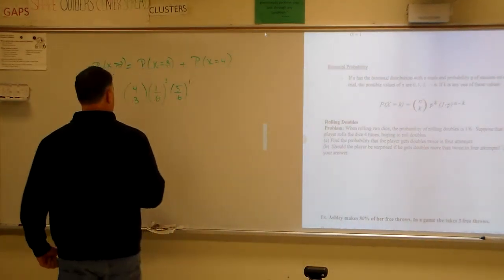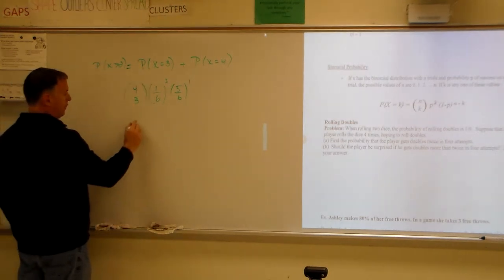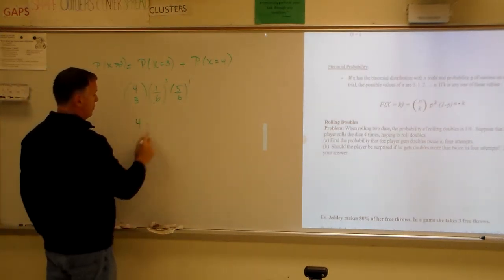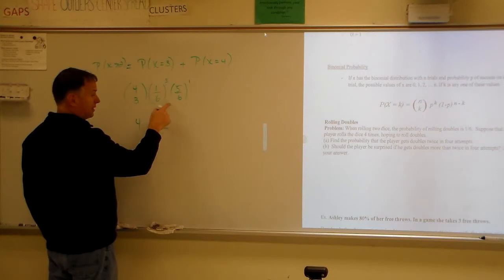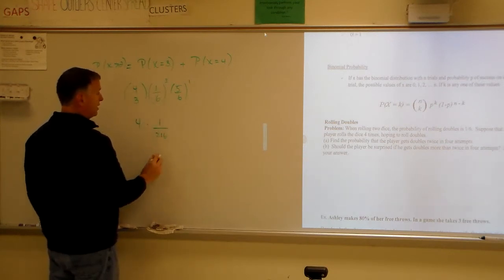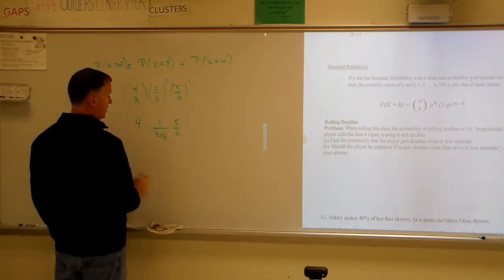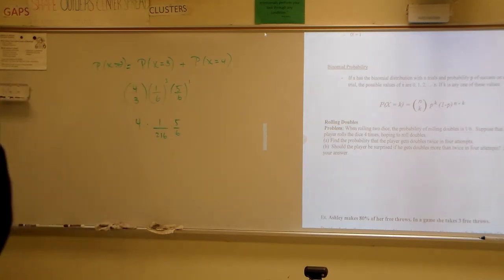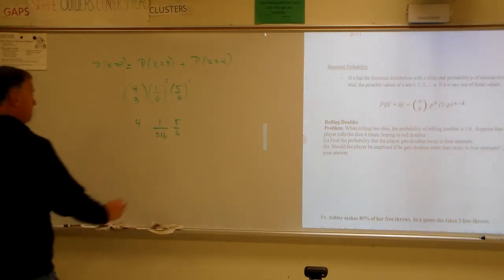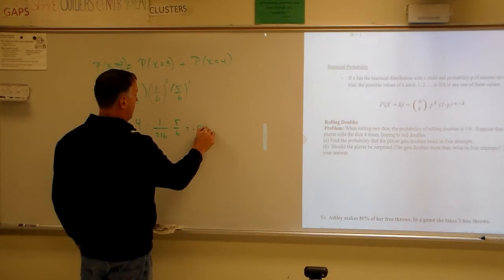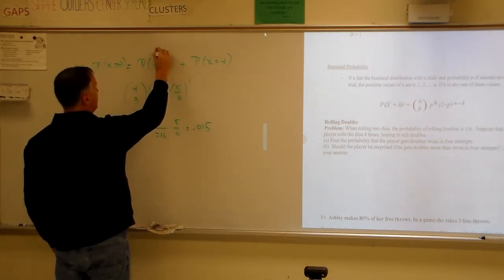And if I did that out, this should be 4 times 1 over 6 times 6 times 6, 216, times 5/6. I don't know if I have that separate. Let me see if I did that separately, or if it's all in one answer. I think I did. That's 0.015, okay? So that's 0.015 right here.